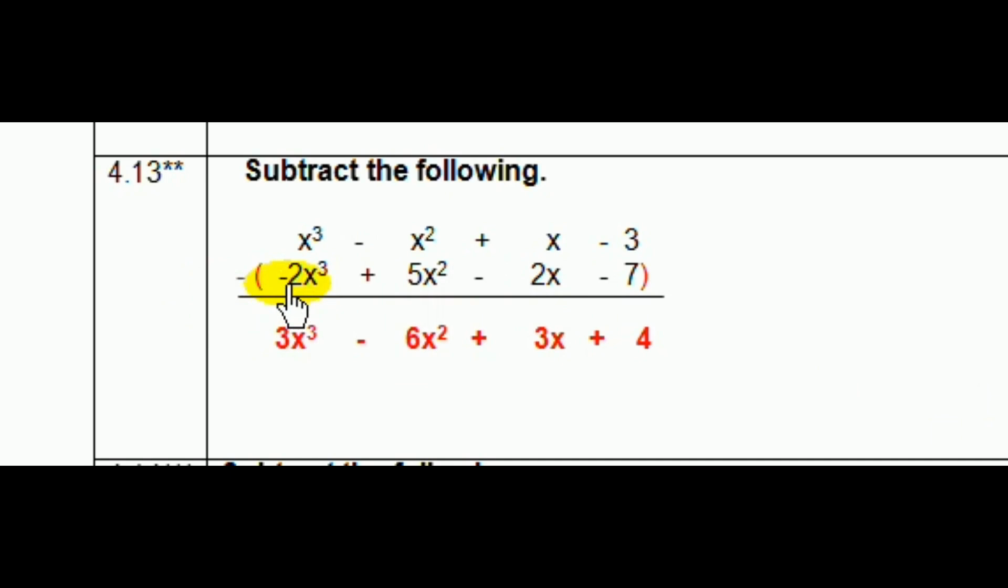Minus 1 times minus 2x cubed will be plus 2x cubed with that other one there. That'll give you that 3. The minus with that plus is a minus 5x squared minus another one is minus 6 of them. That minus times that minus will give you that plus 2x plus another x, 3x plus 3x. The minus times that minus is plus 7 then, and minus 3 is plus 4 for the answer.